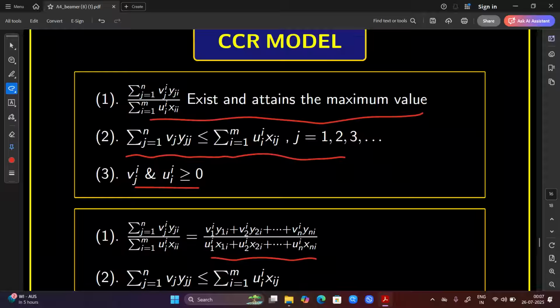So in my next class I will explain in detail with a particular example what the CCR model is and how it works, and all its symbolic representation.